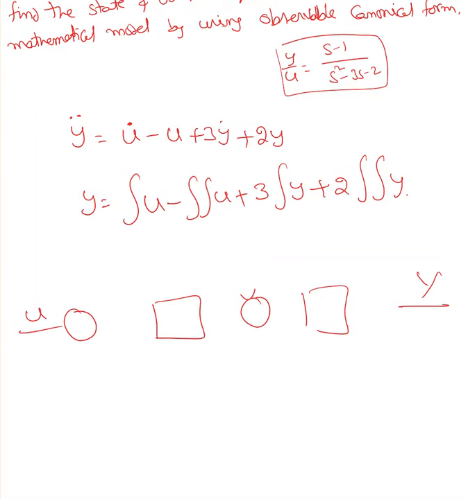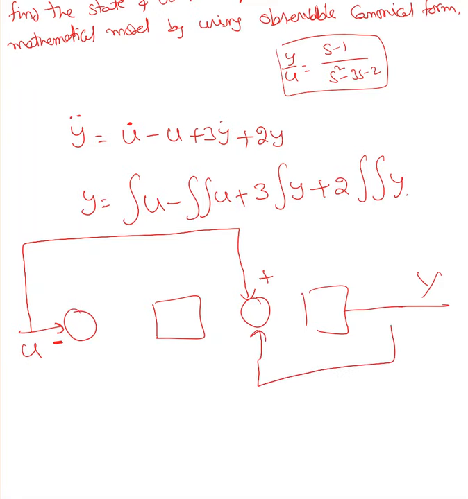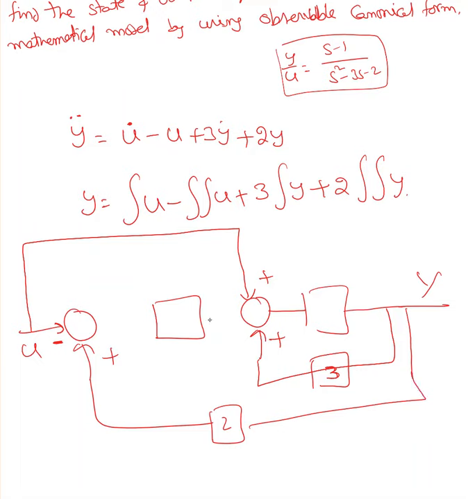So here is u. u has to pass through two integrals with a minus sign, so I have minus. Plus 3y: y has to pass through one integral with a gain of 3, so there is a 3 here. And then y has to pass through two integrals, with a constant 2. So this is the complete simulation diagram.